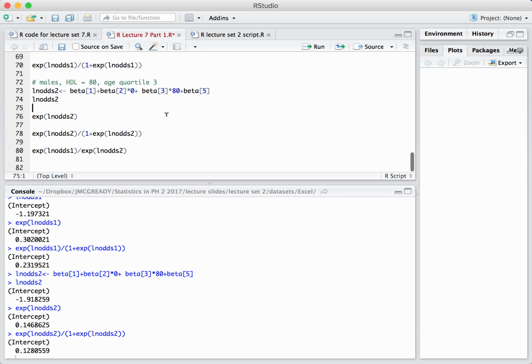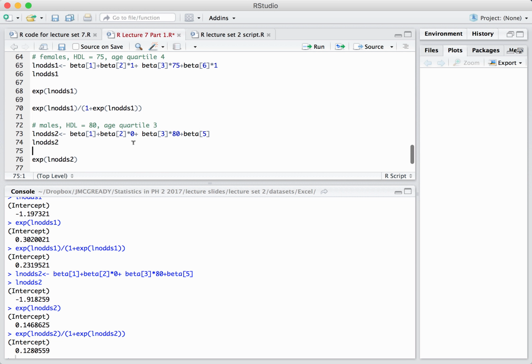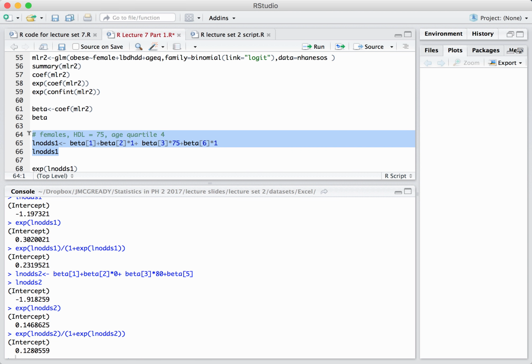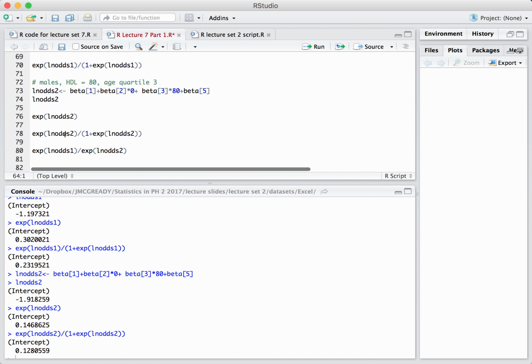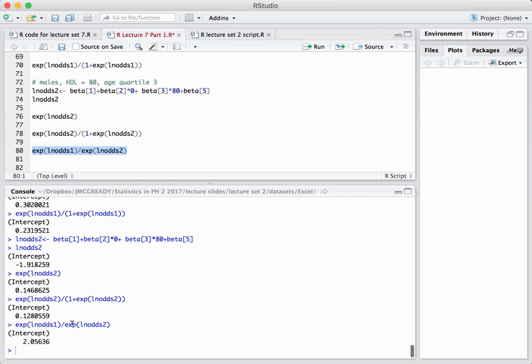And if we wanted to get the estimated odds ratio of obesity for the first group, the female with HDL 75 in age quartile 4 compared to this group of males with HDL of 80 in age quartile 3, we could take the odds, the exponentiated log odds for the first group, and divide it by the exponentiated log odds for the second. And that gives us that odds ratio of 2.05, slightly different because of rounding what I did, but exactly the same concept.